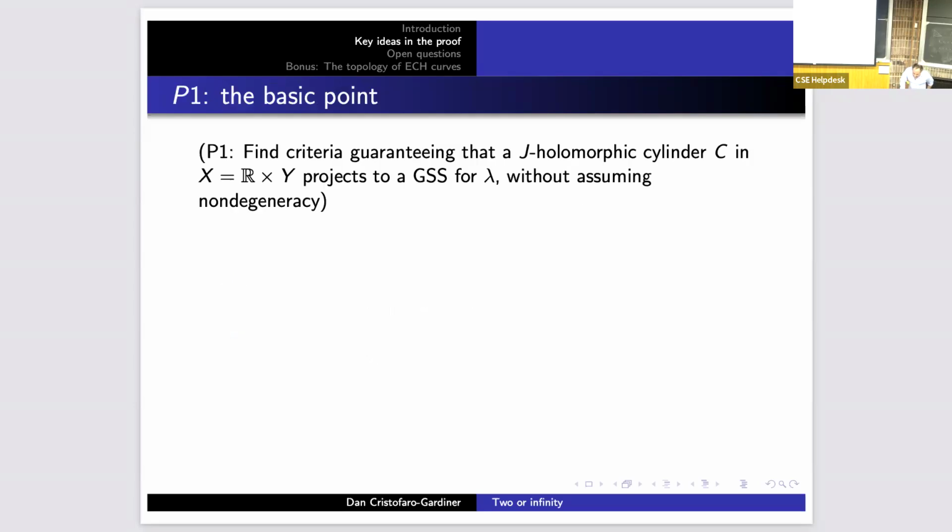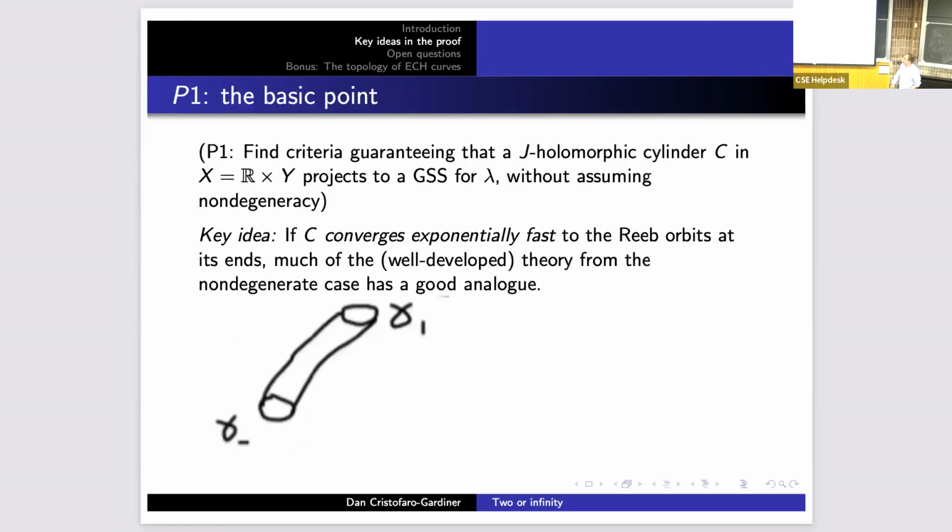Okay, so let's talk about P1. There's a very important idea here, especially for people who are interested in this at more than just a casual level. What ends up being key is the rate of convergence to the Reeb orbits at the end. So maybe the most important point about P1 is that we really still want exponential convergence to the Reeb orbits at the end. So I've drawn a picture of some J-holomorphic cylinder.